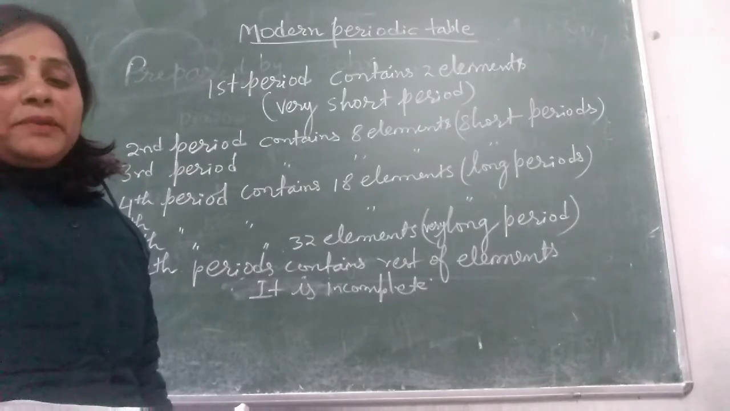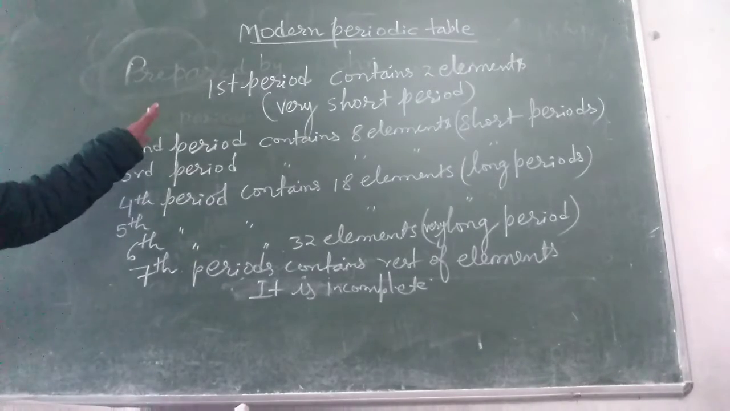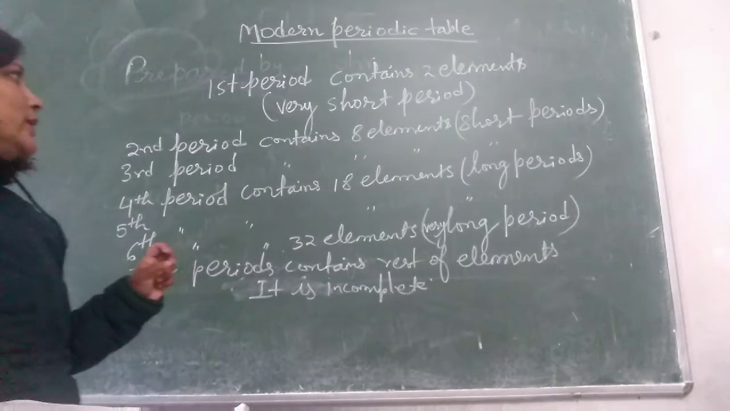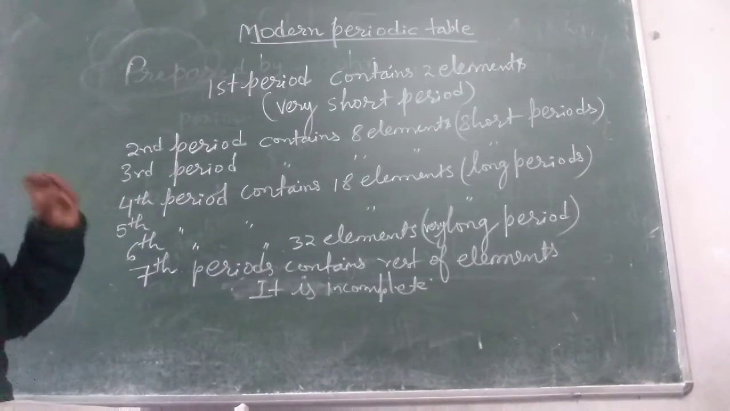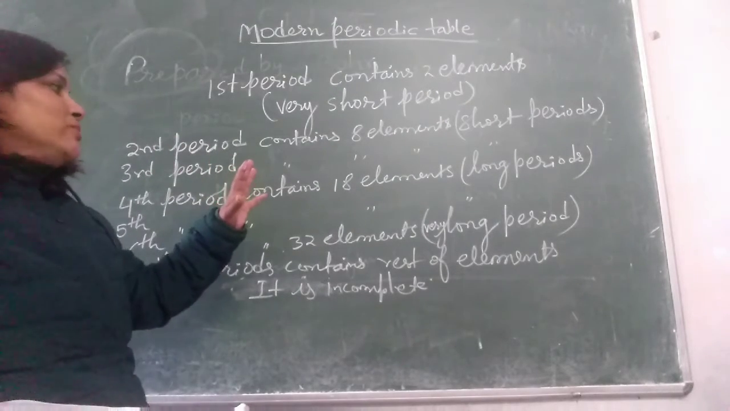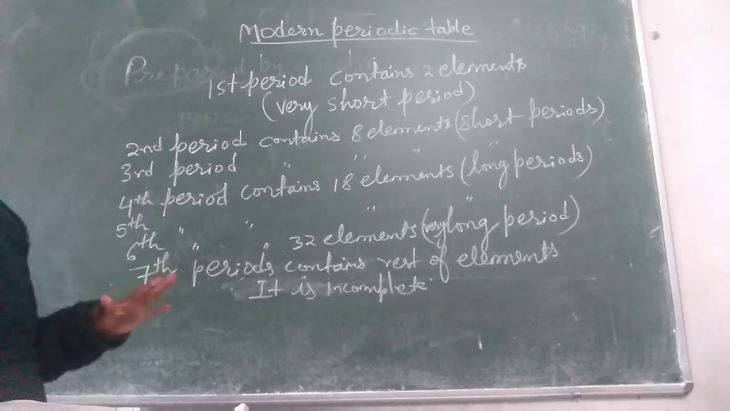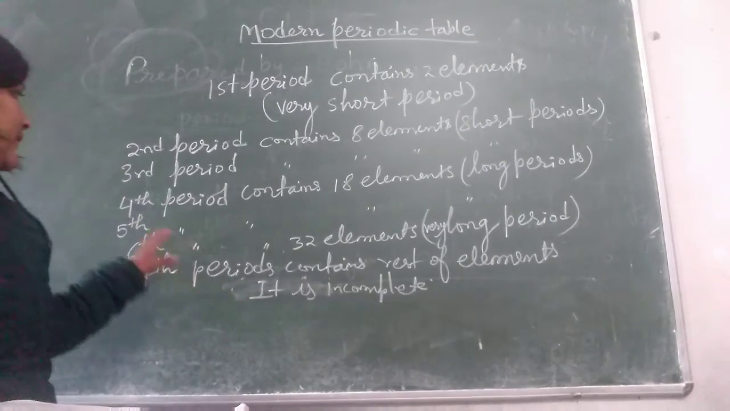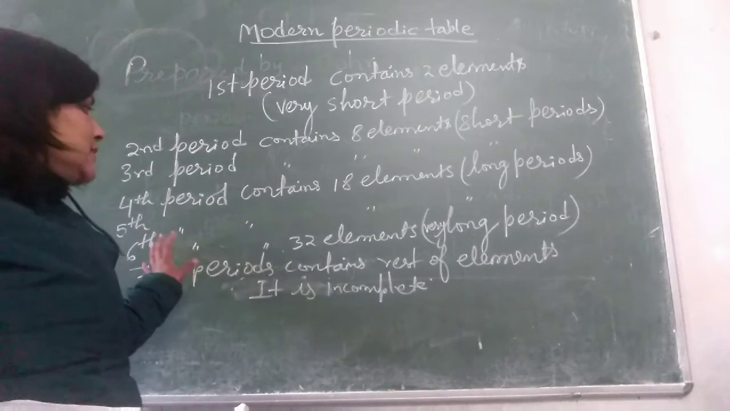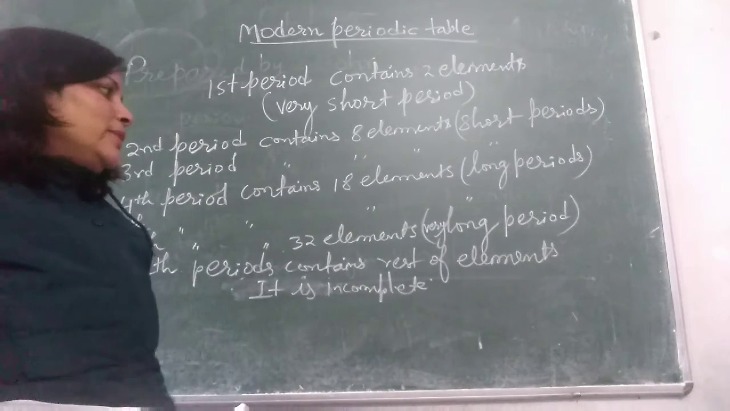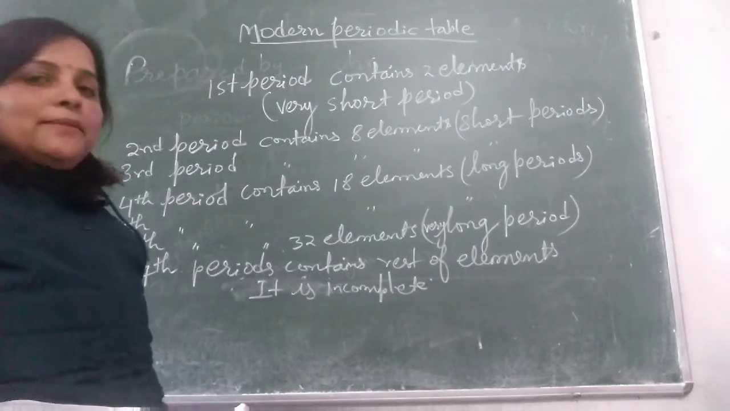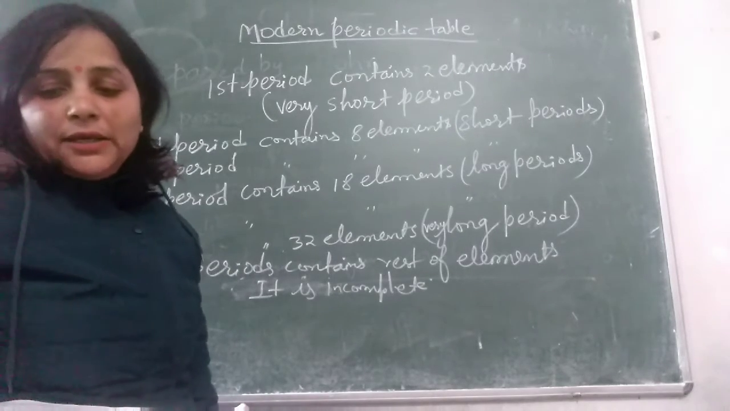It is incomplete. The first period has only 2 elements, so it is known as a very short period. The second period has 8 elements, a short period. The third period contains 8 elements, therefore it is also known as a short period. The fourth period contains 18 elements, therefore known as a long period. The fifth period also contains 18 elements and is known as a long period. The sixth period contains 32 elements and is known as a very long period. And the seventh period has the rest of the elements, and at present it is incomplete.